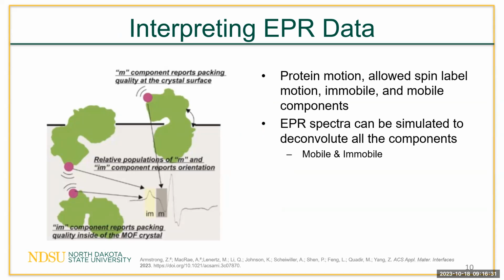So how we interpret the EPR data is, as I just said, depending on if the spin label is free to move at the surface, say we only have partially immobilized and partially encapsulated protein. If the spin label is exposed above the surface, we will see that increased mobility. Or if it's buried in the crystalline lattice of the MOF, we should see immobility in the spin label. And using EPR spectral simulations, we can deconvolute all of these components.